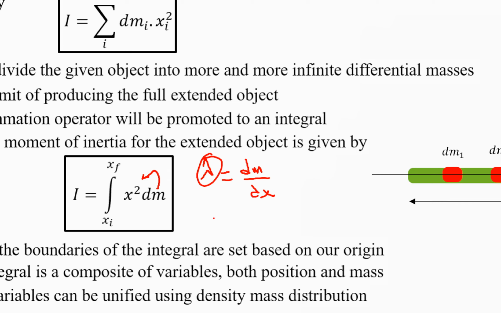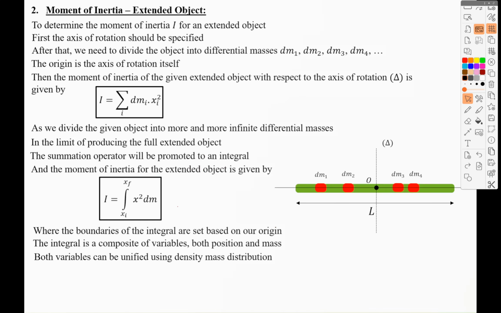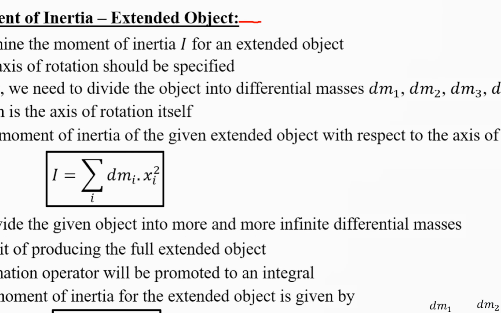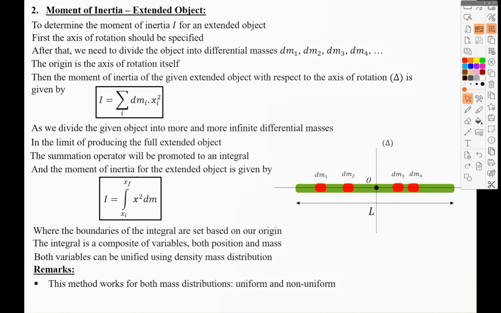That would be a given function of x, so dm would be lambda dx, and that would be replaced in the integral itself. Remarks: this method works for both mass distributions, uniform and non-uniform. So in order to find the moment of inertia, first of all, here we're talking about an extended object. The extended object might be of uniform mass, or even non-uniform mass. This method works for both types of masses.